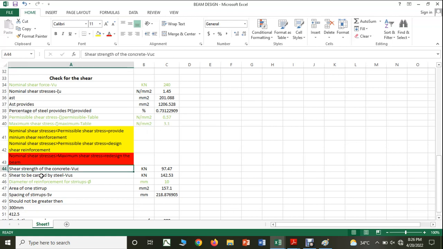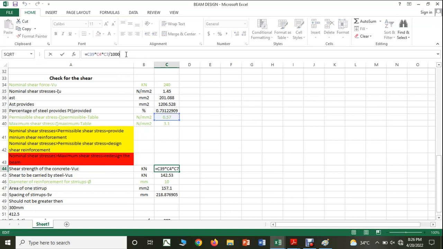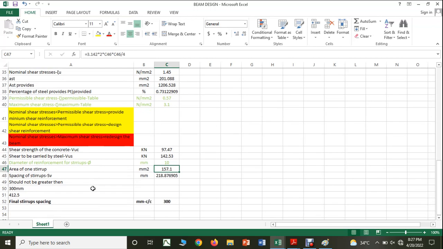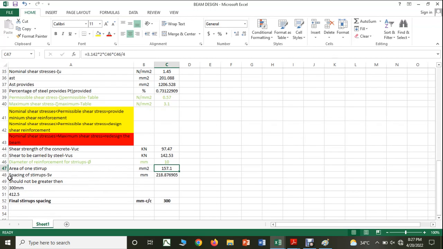Now let us check the shear strength of the concrete, Vuc, they have given. It is the permissible shear stress into breadth and depth of the beam divided by 1000. That will give you the shear strength of the concrete. The shear to be carried by the steel is given by Vus, that is nothing but this minus this. The diameter of the reinforcement for the stirrup that I am going to use is 10 mm, and the area of the one stirrup is already calculated, and therefore directly you can see that the spacing of the stirrups is this one.